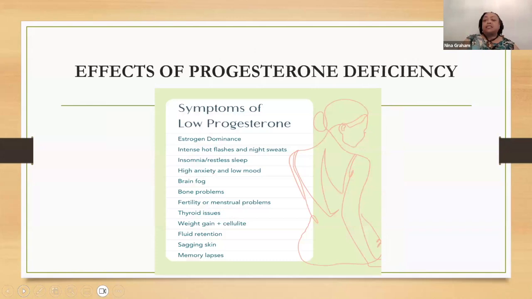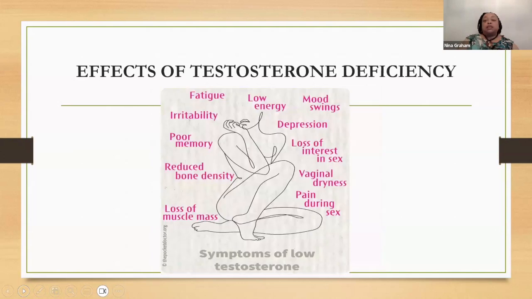And again, these are the effects of progesterone deficiency and estrogen dominance: hot flashes, night sweats, insomnia, brain fog, bone problems, thyroid problems. All of these can be a result. Now, we usually refer to progesterone as the body's Xanax. So anything that occurs mostly in the brain, mood swings, depression, brain fog, we tend to supplement with a small amount of progesterone. And of course, testosterone can kind of overlap with the two.